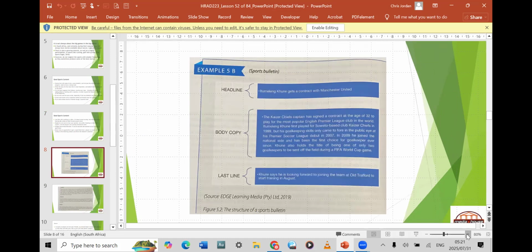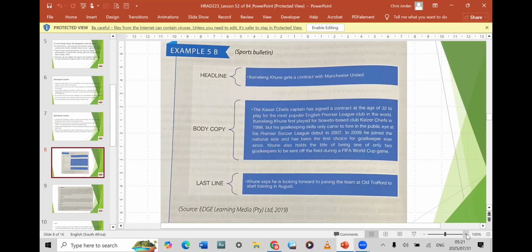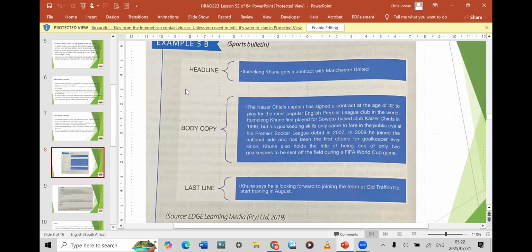I'm just going to zoom in here so we can have a look at, for example, one of the stories within the bulletin itself, right? Okay. So Itumeleng Khune gets a contract with Manchester United. That's the headline over there, right? So that would be included in the other headlines. So please, you don't announce a headline and then do a story, another headline, and then another story. Remember where the headlines belong within any news story. It's in the beginning, right? Okay. So the actual copy, here we go.